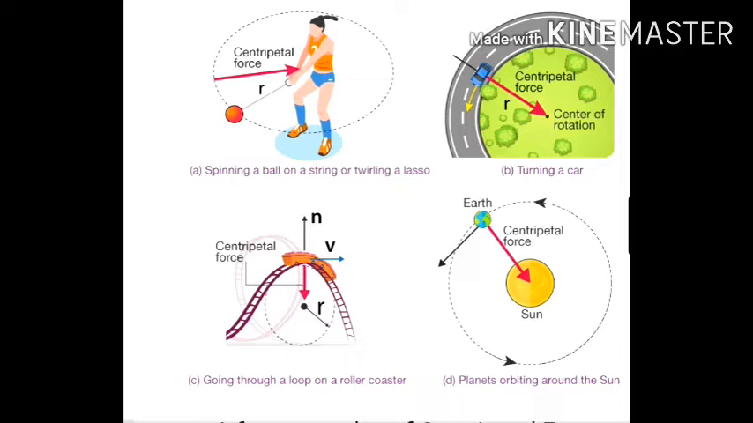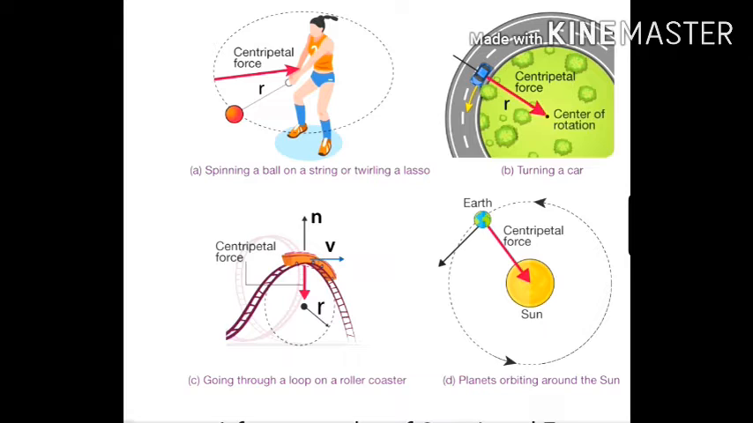Now look at these pictures. These are the examples of centripetal force. The first one is the spinning of a ball on a string. The centripetal force is provided by the force of tension on the rope that pulls the object towards the center. The next is the moving of a car. The centripetal force is provided by the frictional force between the ground and the wheel.